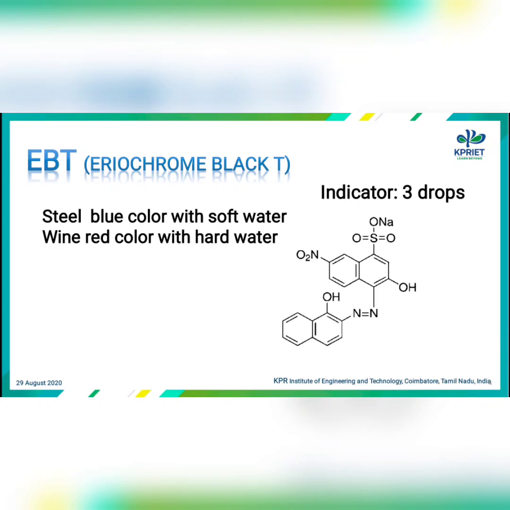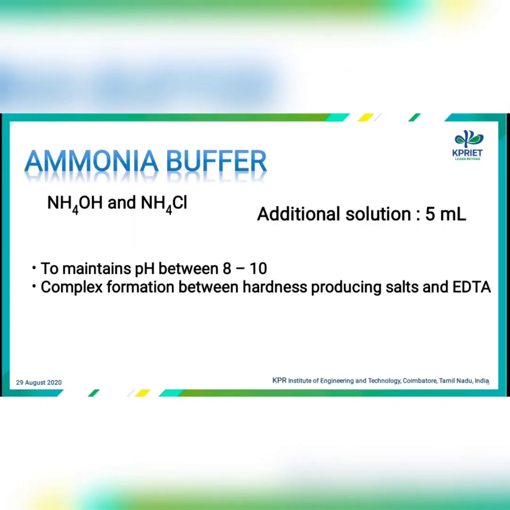An additional solution of ammonia buffer is also added in this experiment. Ammonia buffer is a mixture of ammonium hydroxide and ammonium chloride. Ammonia buffer is added to maintain the pH between 8 to 10. This is because only at pH between 8 to 10, EDTA forms a complex with hardness producing salts.